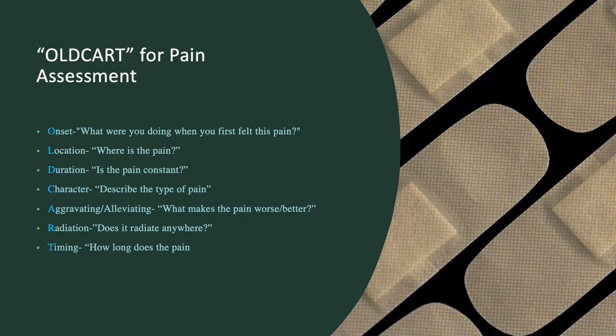All right, OLDCART. So let's talk about OLDCART. It's important. OLDCART is an acronym which means assessing pain by the onset, location, duration, character, aggravating or alleviating factors, radiation, and timing. So what does that mean? Well, onset means what were you doing when it started? So I broke my leg. Okay, cool. What were you doing when you started the break of your leg that caused your pain? Like, tell me what happened. All right, that's going to be your idea of onset. What were you doing when you first felt the pain?